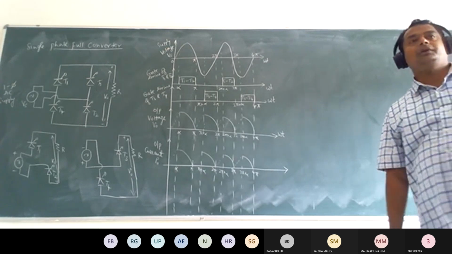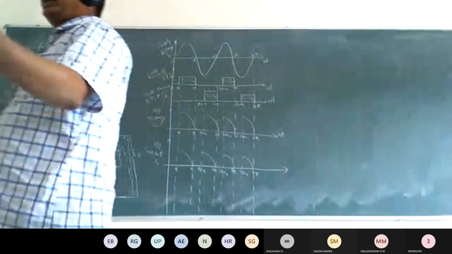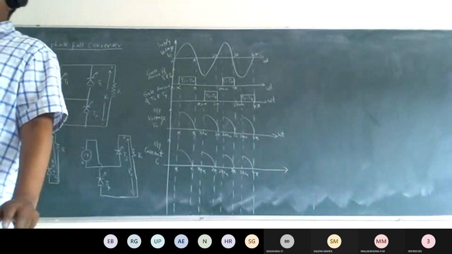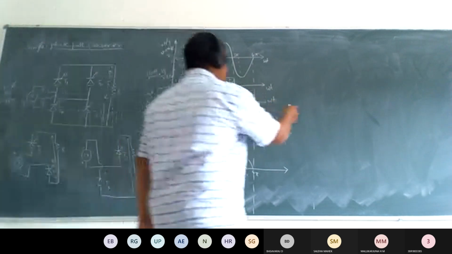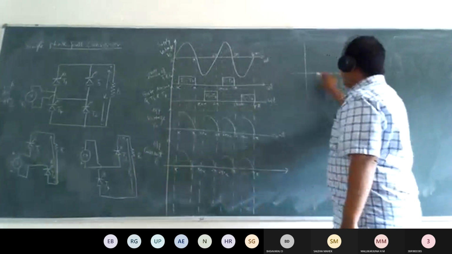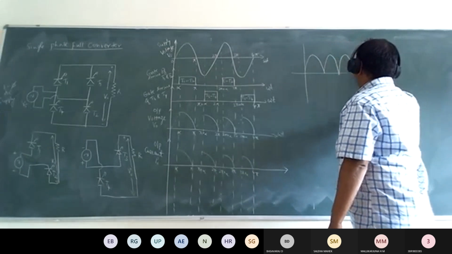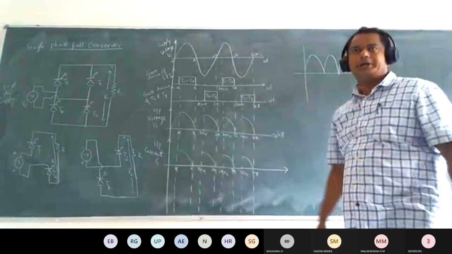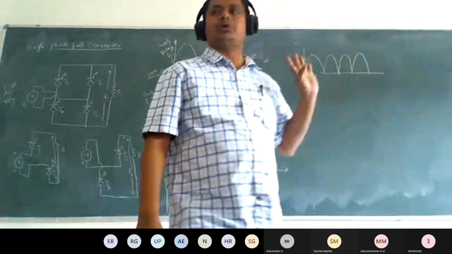Here you are already familiar with the operation of the full wave rectifier circuit, right? When we connect diodes as the switches. But here we are replacing the diodes by SCRs. When we consider a full wave rectifier circuit, the output voltage I already showed will be like this, for the positive cycle and for the negative cycle. You already studied that in analog electronic circuits.